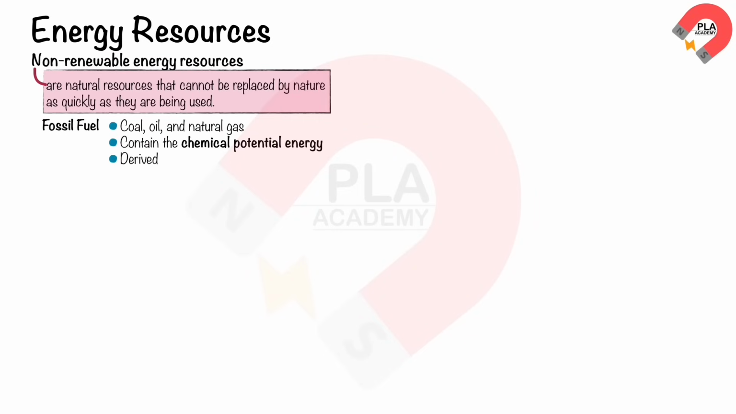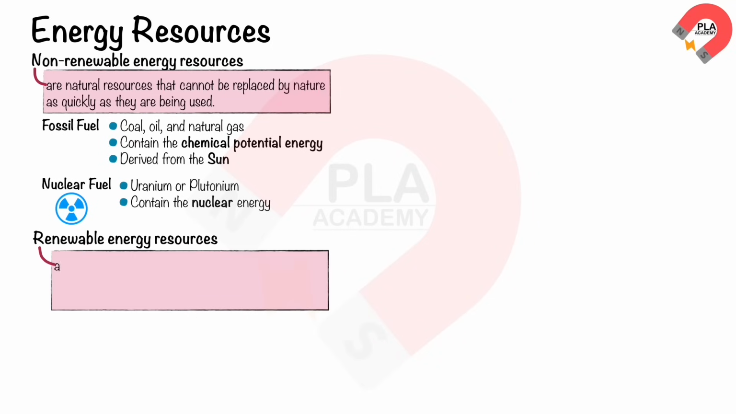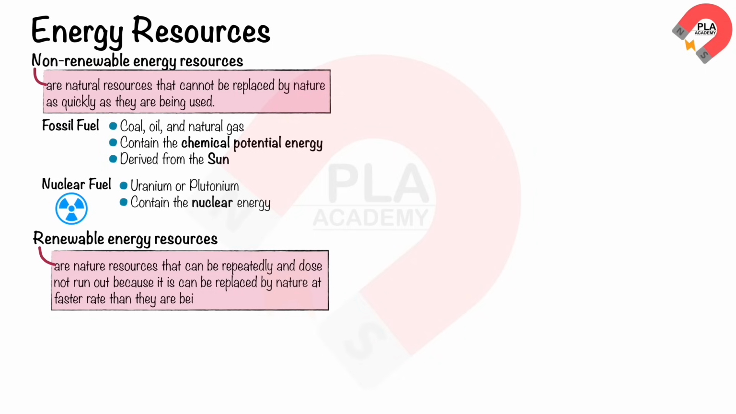These fuels contain chemical potential energy derived from the sun. Nuclear fuel, such as uranium and plutonium, contains nuclear energy. Renewable energy resources are natural resources that can be used repeatedly and not run out, because they can be replaced by nature at a faster rate than they are being used.